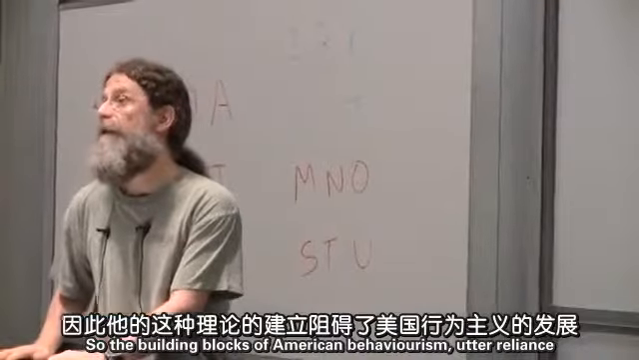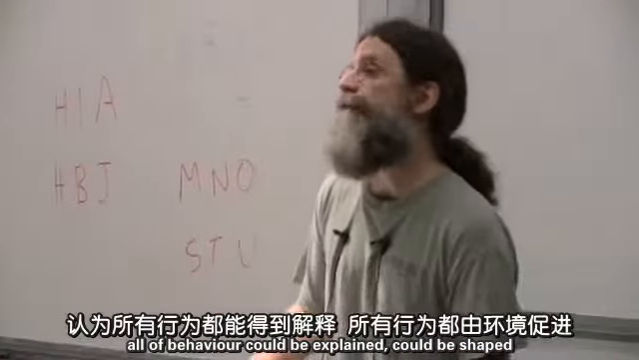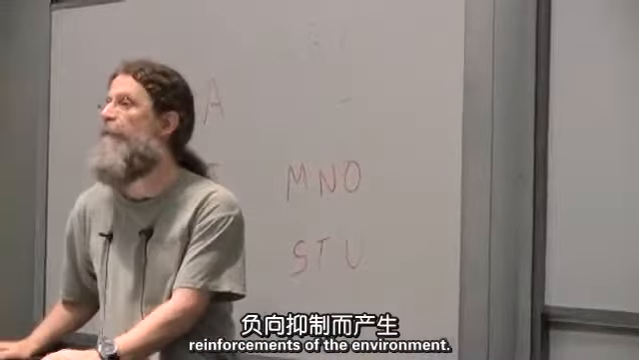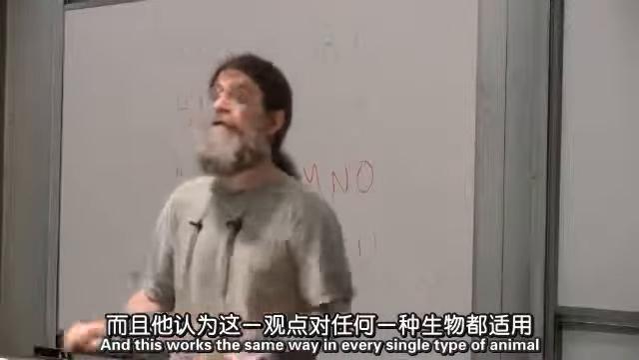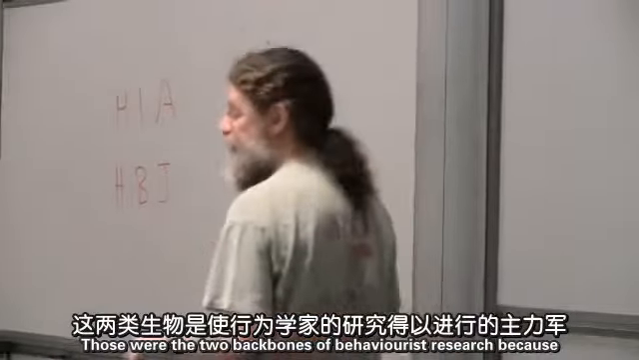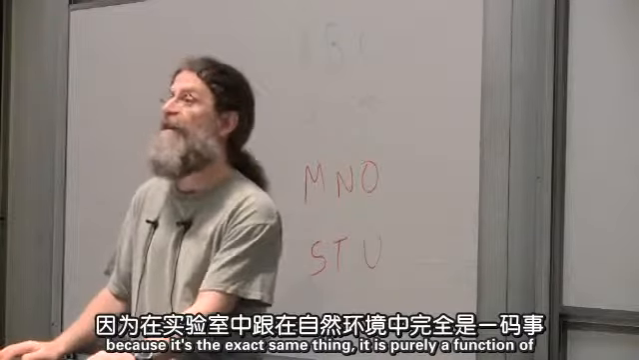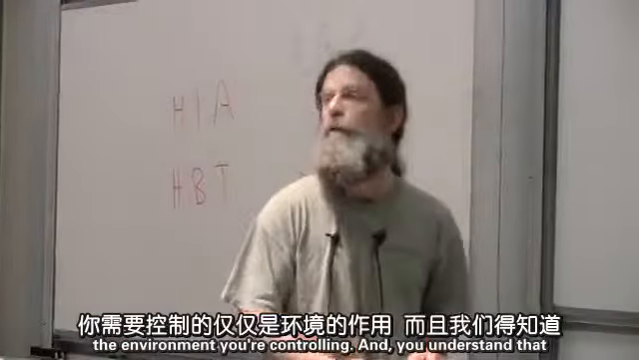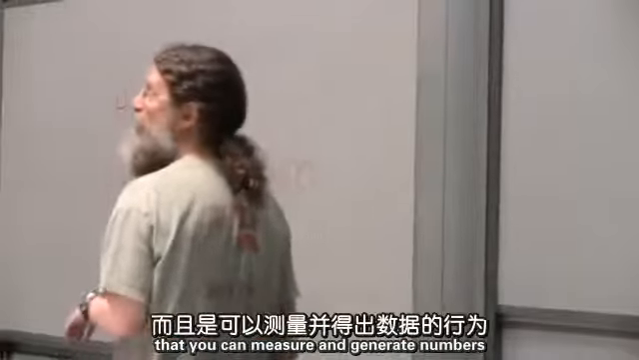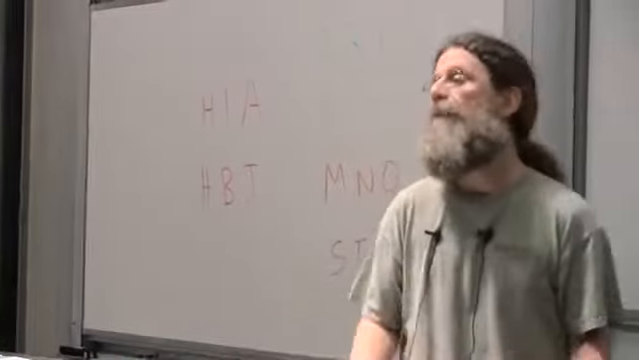So the building blocks of American behaviorism: utter reliance on environmentalism, utter reliance on the notion that all of behavior could be explained, could be shaped by the rewards and punishments, the positive and negative reinforcements of environment. And this works the same way in every single type of animal out there, so you might as well just study it in a rat and a pigeon. Those were the two backbones of behaviorist research because they're a lot more convenient, and you can study it in a lab because it's the exact same thing. It is purely a function of the environment you're controlling. And you understand that, and as long as there's some behavior coming out the other end that you can measure and generate numbers, you are doing scientific psychology, and this is what the whole field was about.